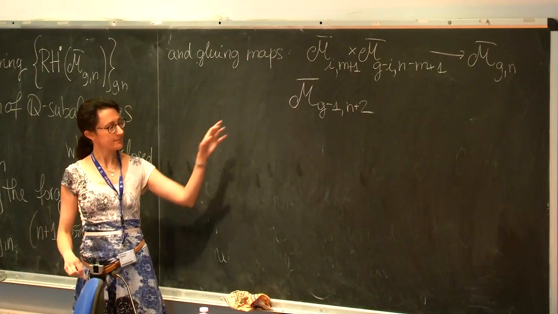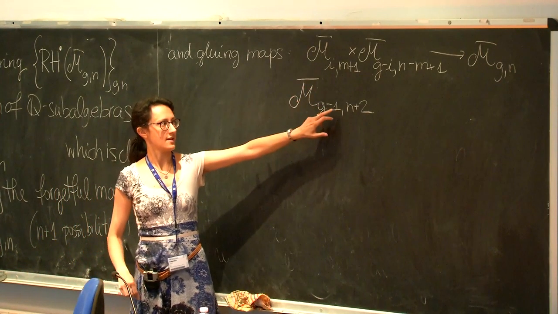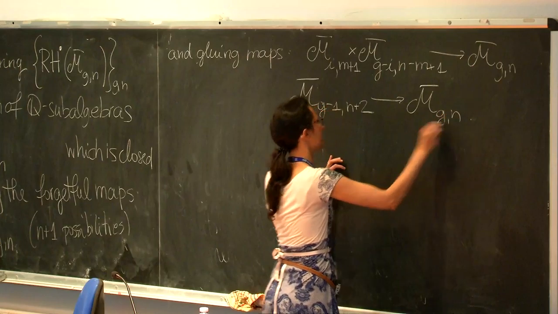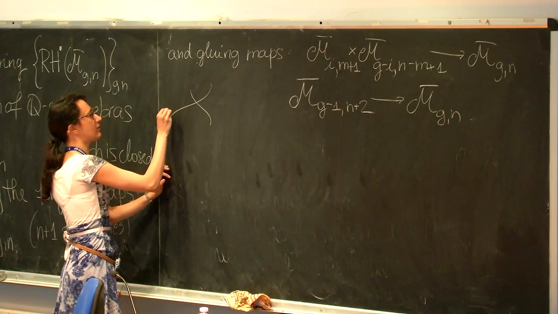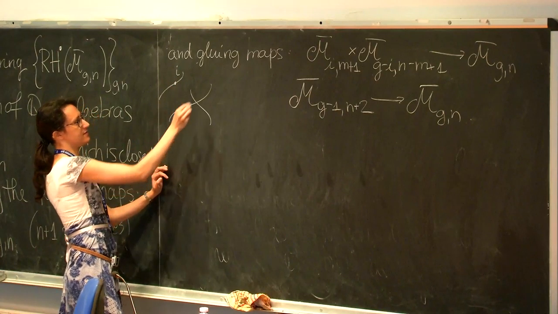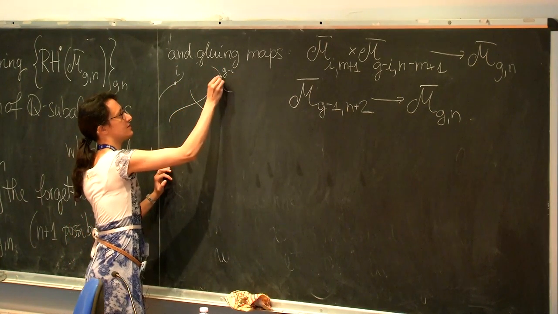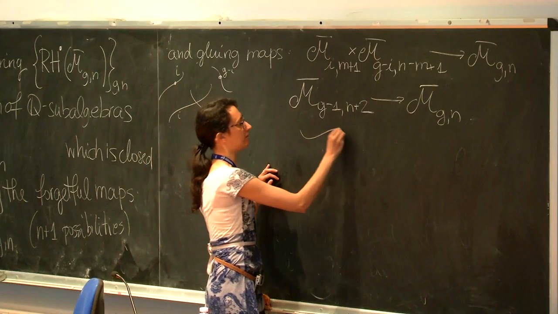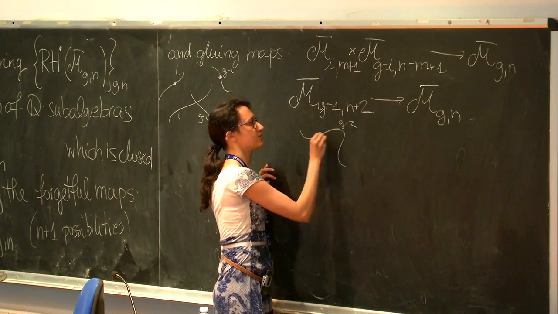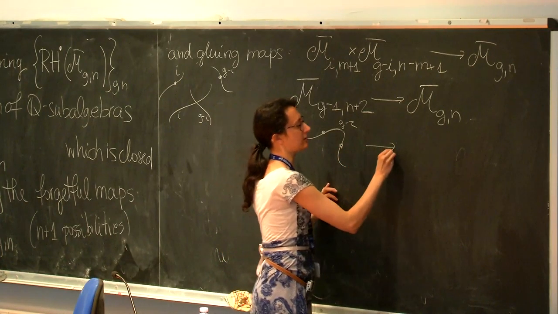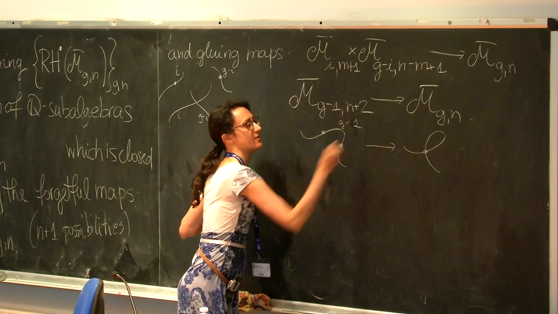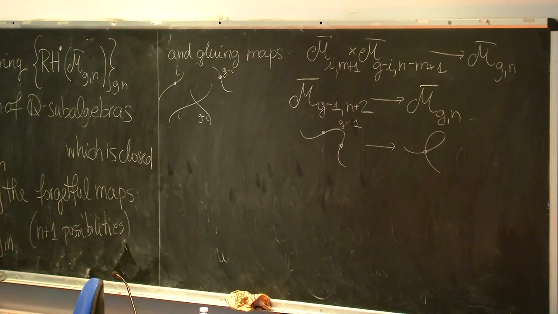If you want to create a non-separating node, we start with curves of genus g minus 1 with n plus 2 points. So in the first case, I'm gluing something of genus i and something of genus g minus i with additional marked points, creating a separating node. The other one is creating a non-separating node: we take a curve of genus g minus 1 with two additional points, and glue so that the two points are identified. So this is a very compact definition.